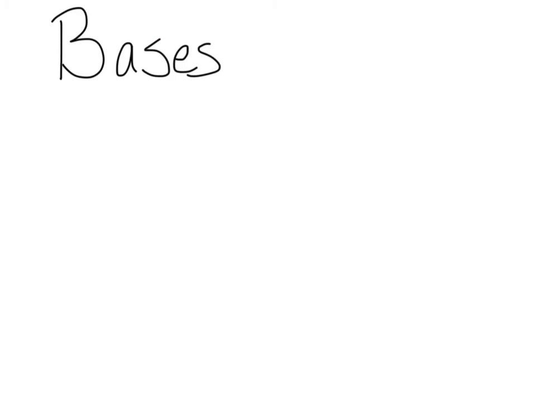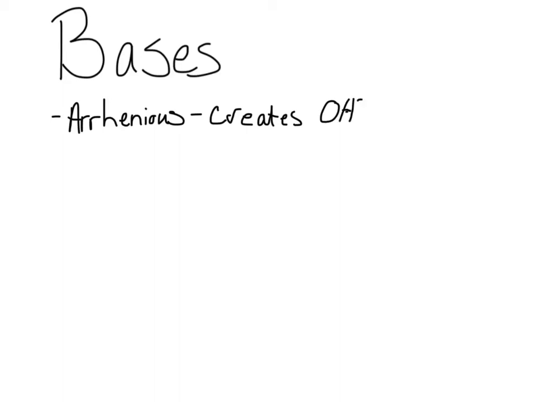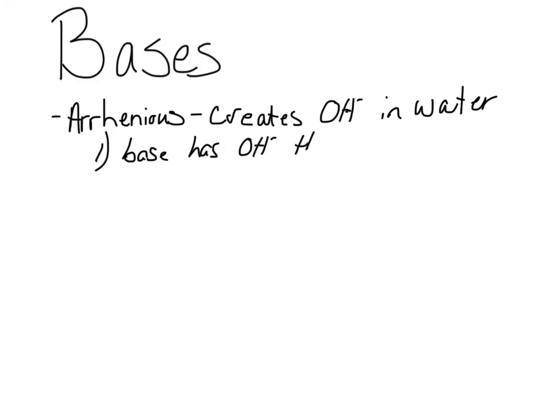All right, so now we're looking at bases. And of course we have our same two definitions. We have an Arrhenius definition. And the Arrhenius definition says when in water, it creates OH minus. And in this case, there's two ways to do it. First, the base has OH minus that breaks off.